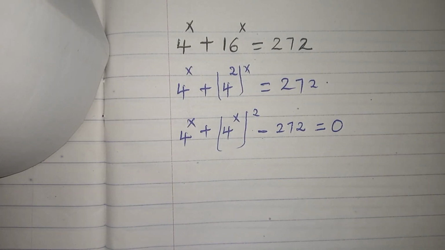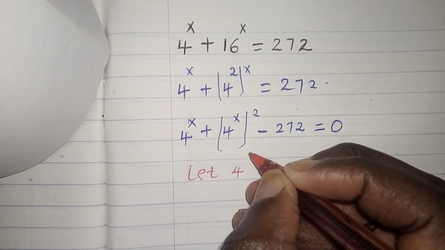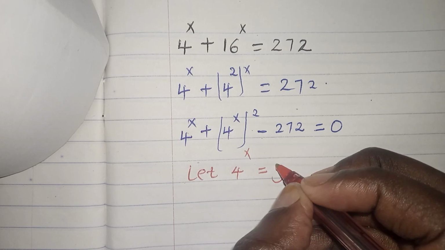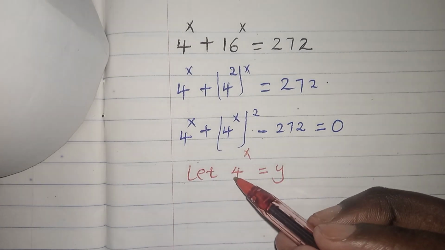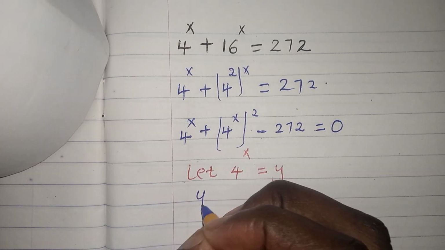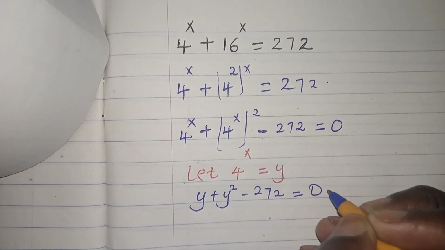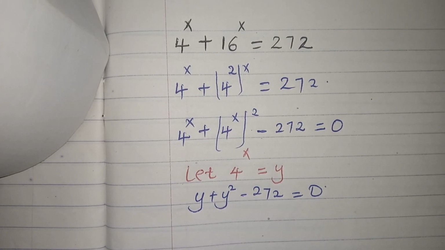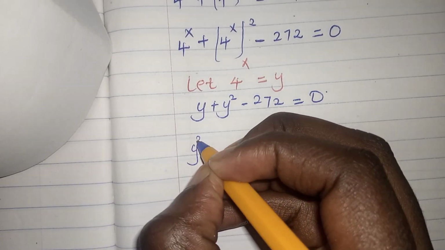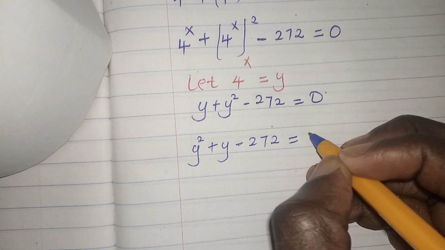So if you check, 4 to the power of x is common. Therefore, we shall say let 4 to the power of x be y. We are going to substitute 4 to the power of x with y in this equation. So this will be y plus y squared minus 272 is equal to 0, right? So let us rearrange to form a quadratic equation. So this will be y squared plus y minus 272 is equal to 0.